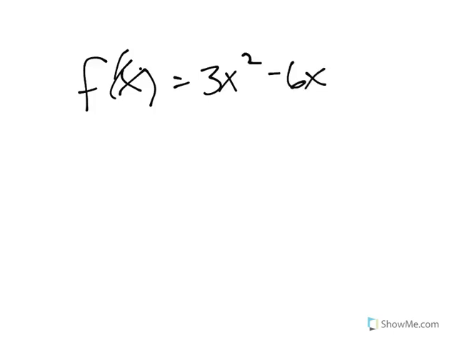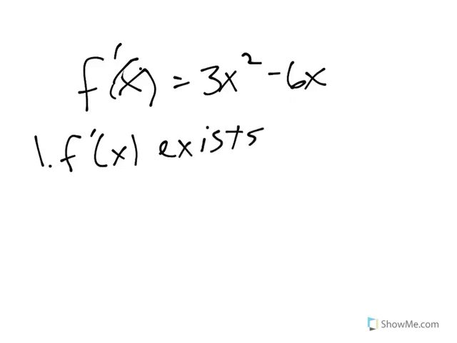So we want to look at the first question, which was, where does f prime of x not exist, if anywhere? What is the domain of this? Okay, so the domain of this is all real numbers. So that means that f prime exists everywhere. So there's nowhere where the derivative does not exist. Now that's not going to be the case in every function, but that is the case in this function. Okay, so for number 1, f prime of x exists everywhere. Okay, so there are no critical values where f prime doesn't exist.